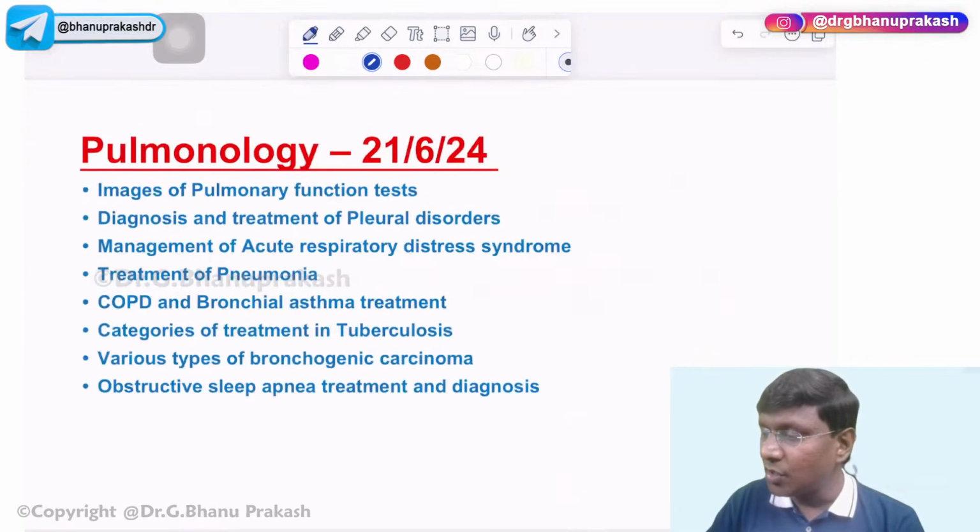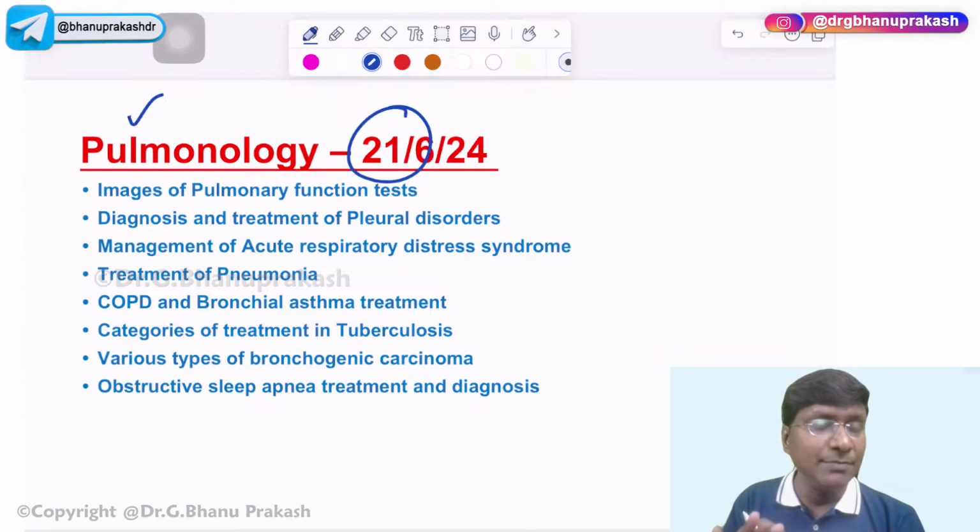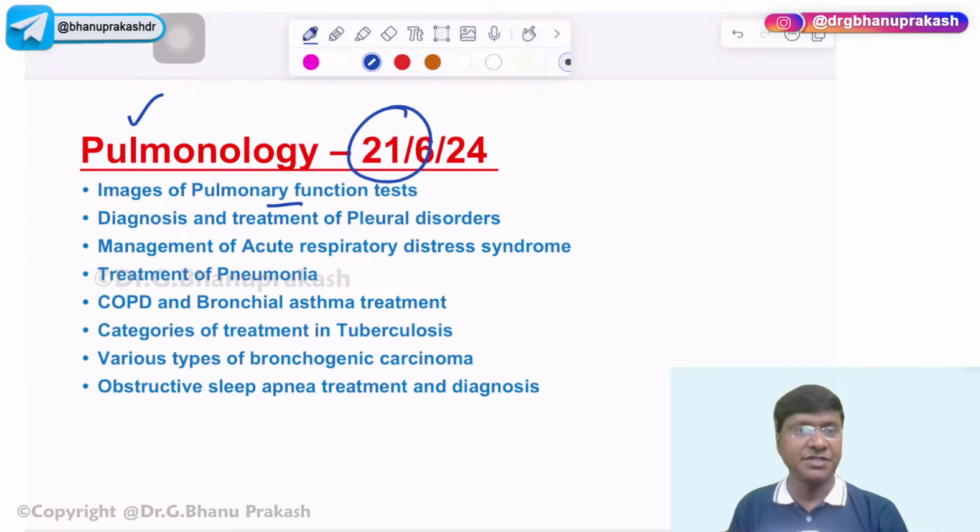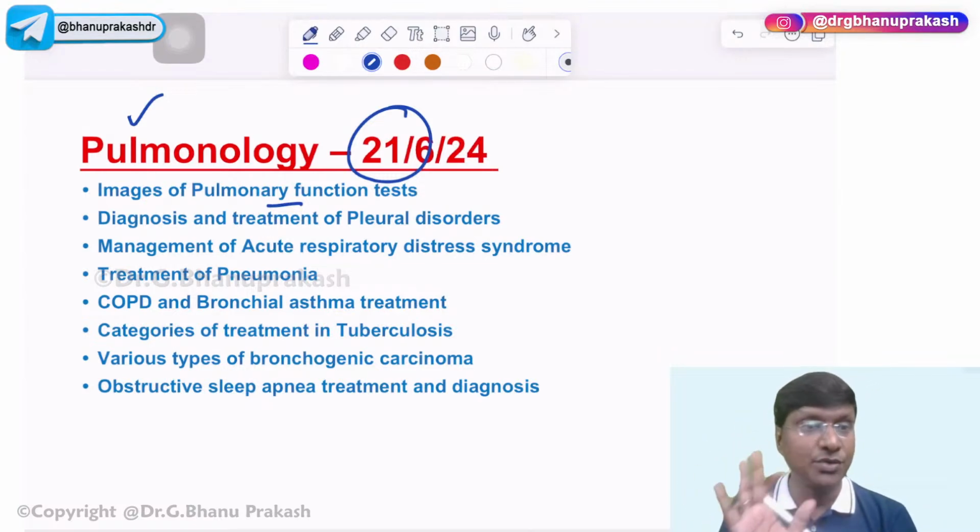Then followed by that, on 21st, you need to revise the pulmonology, right? So in pulmonology, what is very important is the pulmonary function test. Mainly in the pulmonary function test, the graphs: obstructive pattern, restrictive pattern. If there is presence of extrathoracic obstruction, if there is presence of intrathoracic obstruction, what will be the graphing? The pulmonary function test is very, very important that you need to revise.